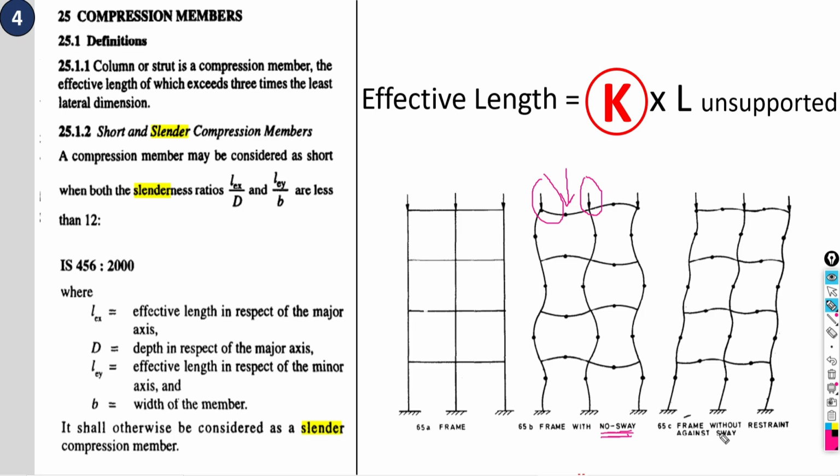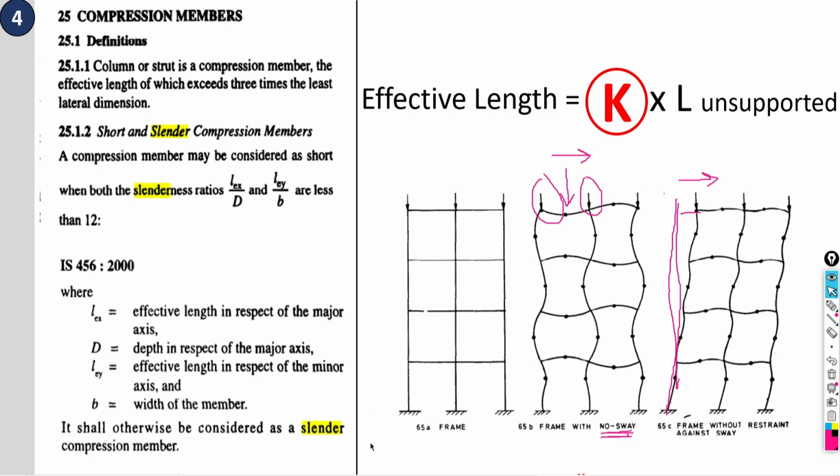And a frame without restraint against sway, where there is no restraint, means it is allowing the deformation in the lateral direction. So under the application of the loading, your frame is going to be displaced from its actual positioning, shifted from its actual frame position. So it is the sway type. If it is displaced, it is the sway frame, and if it is not going to be displaced, it is the non-sway frame.